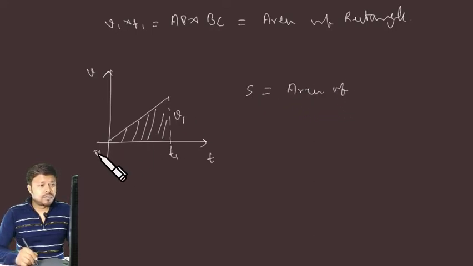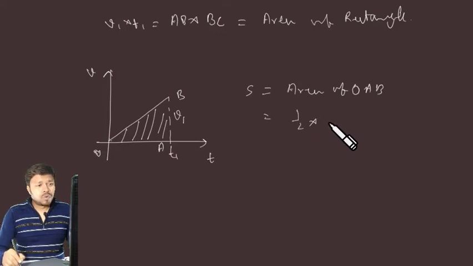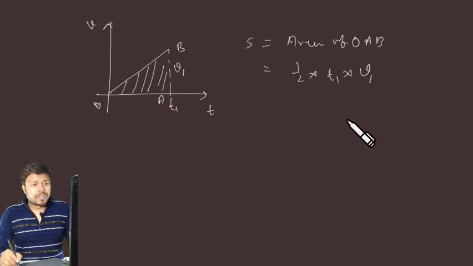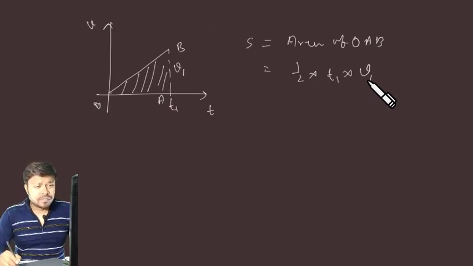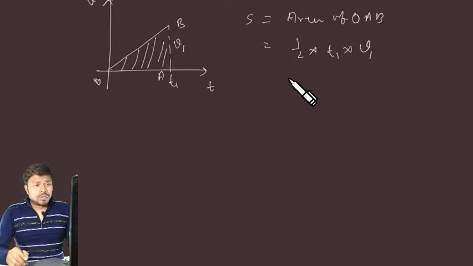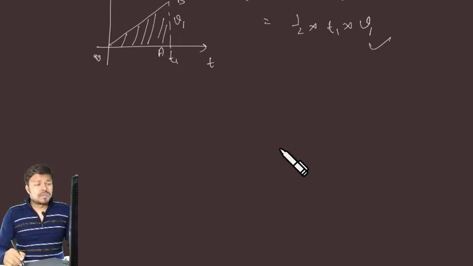Area of, let's say, OAB. So OAB equals to what? Half into base. Base means what? OA means T1, into the velocity AB, the perpendicular, the height, so V1. So half into T1 into V1. Alright. So this is my displacement of the body.